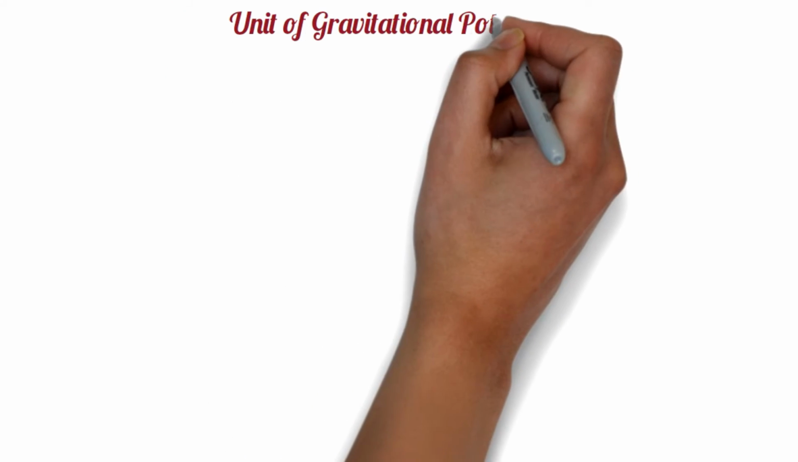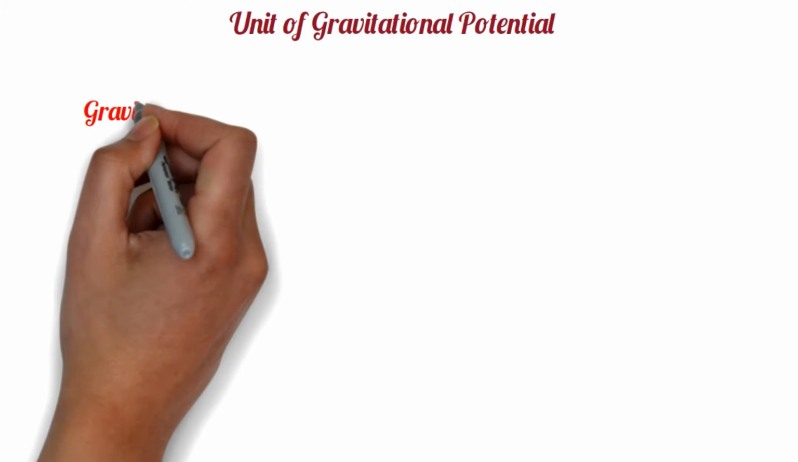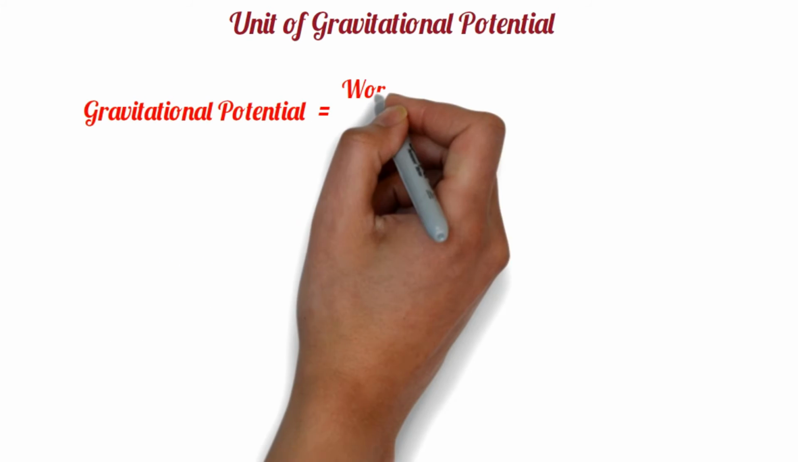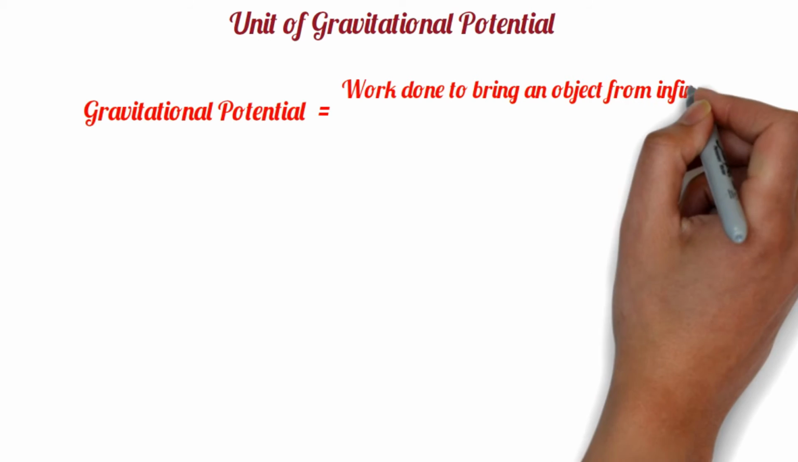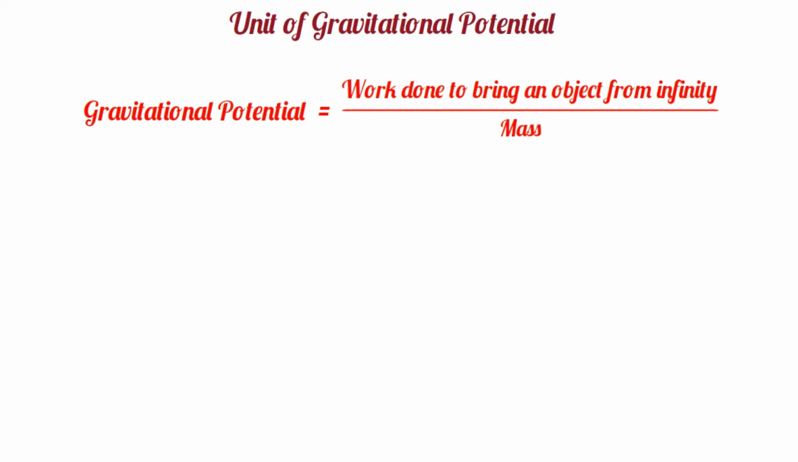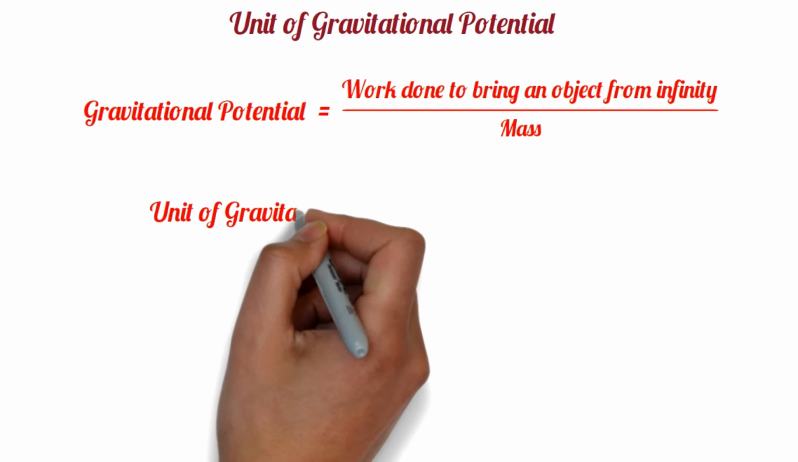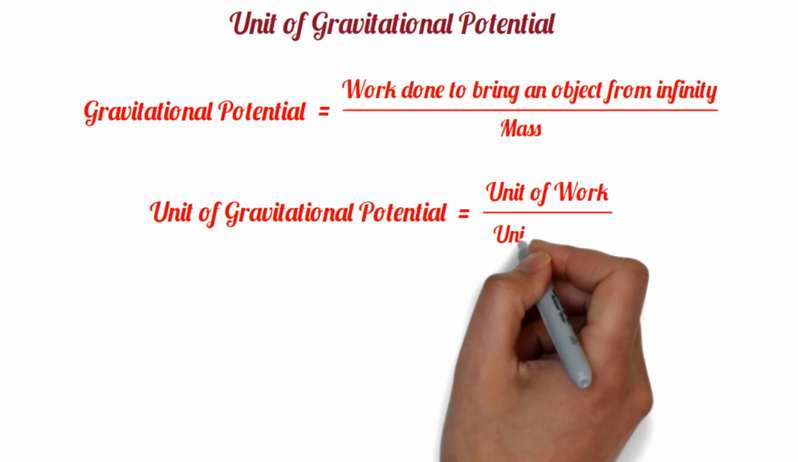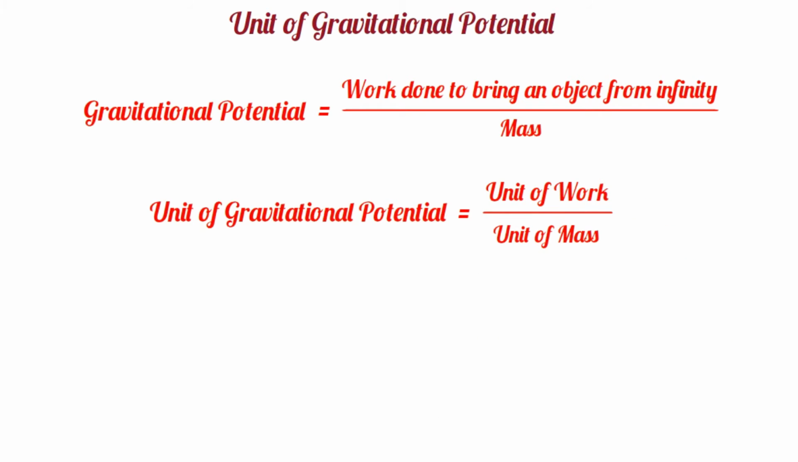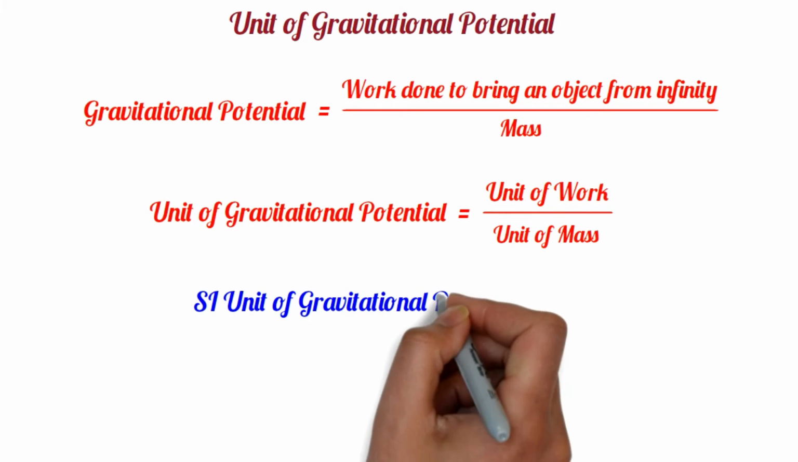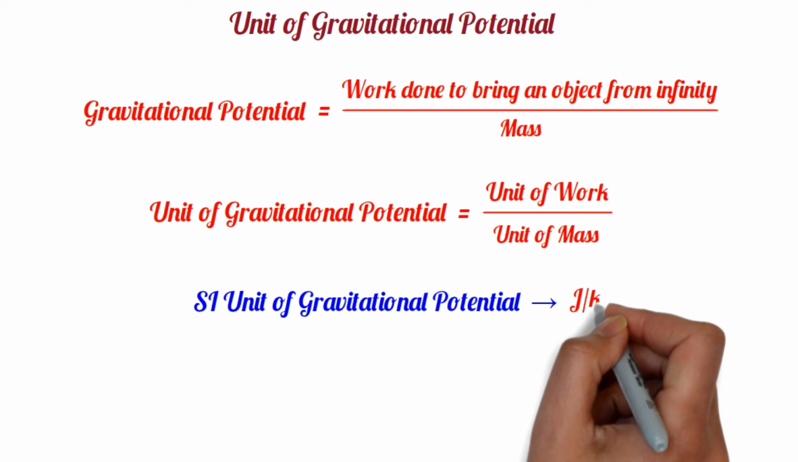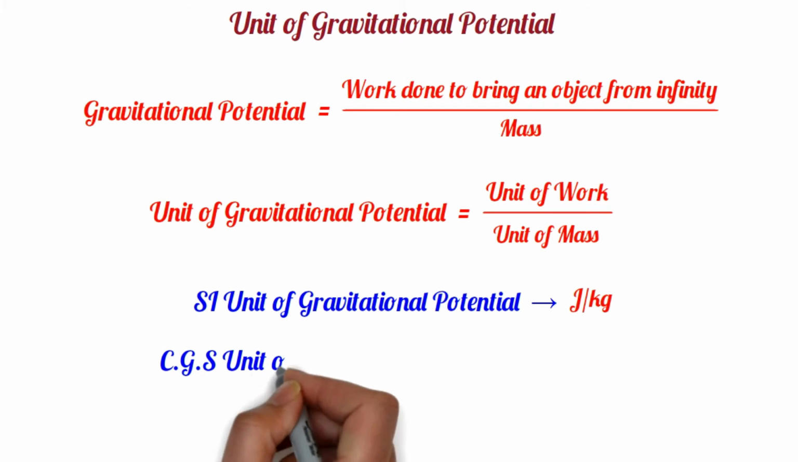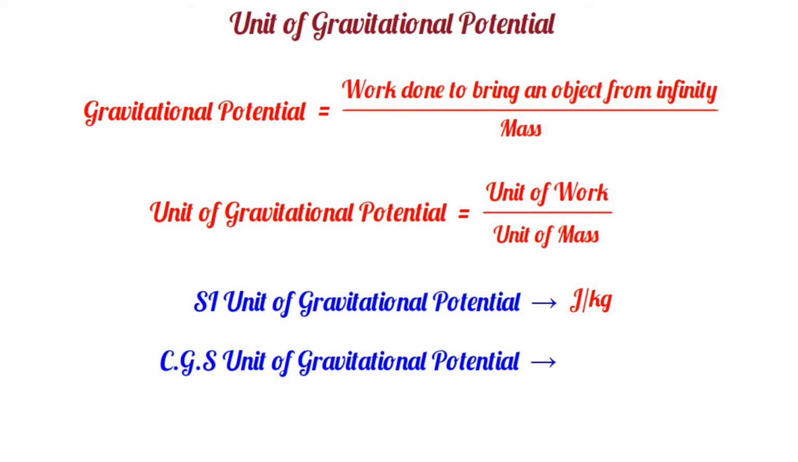Unit of gravitational potential. From the definition, we find that the gravitational potential is equal to the work done to bring an object from infinity, divided by the mass of the object. So the unit of the gravitational potential is equal to the unit of work, divided by the unit of mass. Therefore the SI unit of gravitational potential is joule per kg. And the CGS unit of gravitational potential is erg per gram.